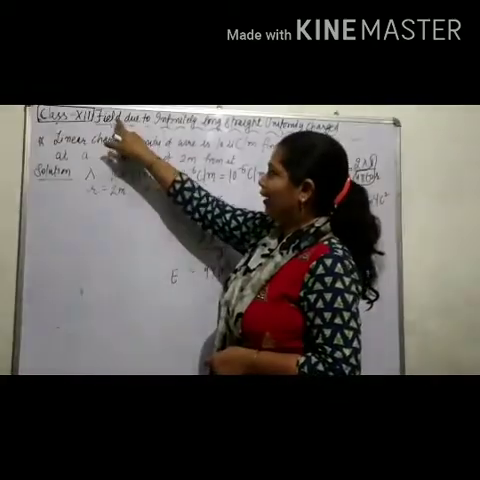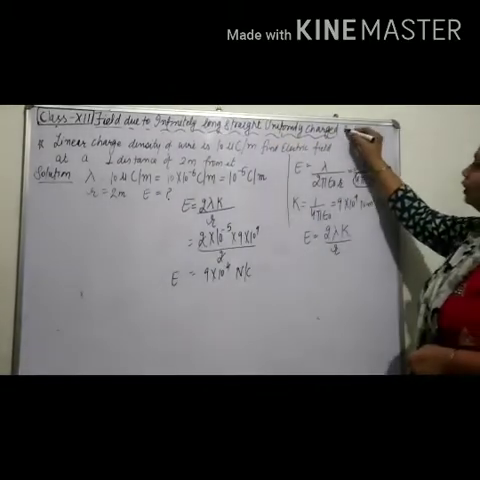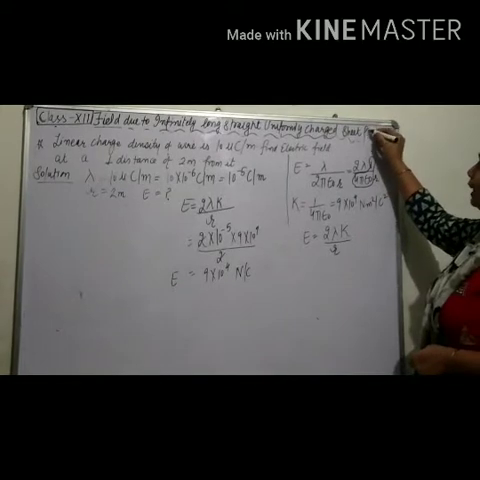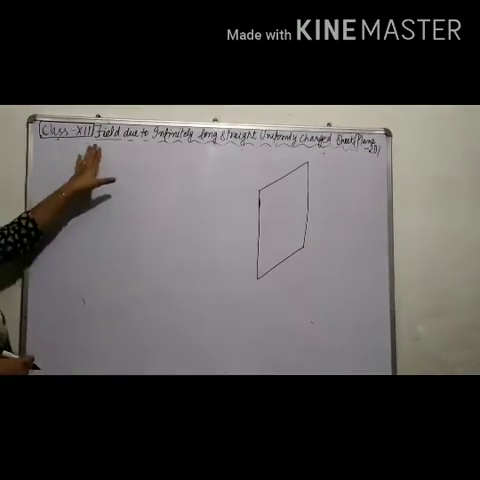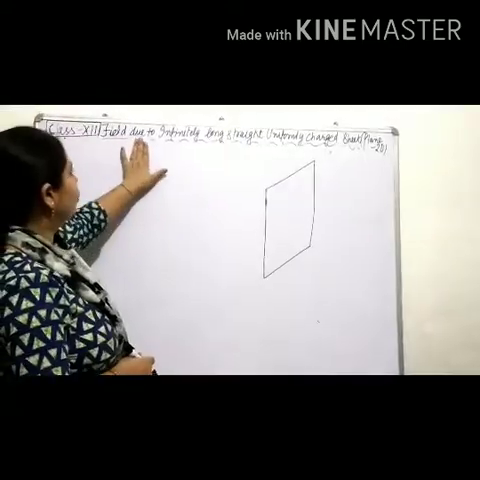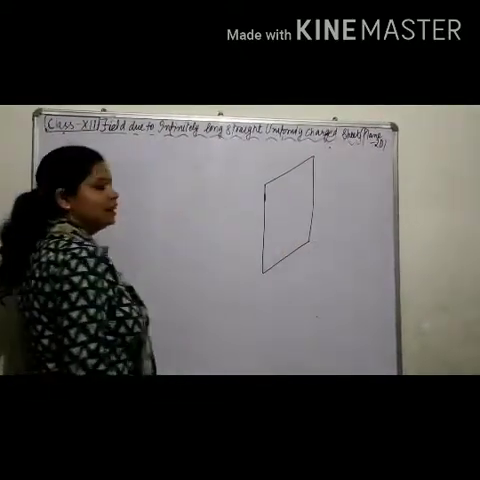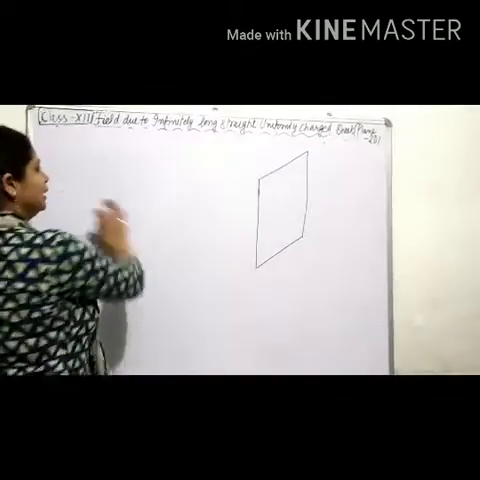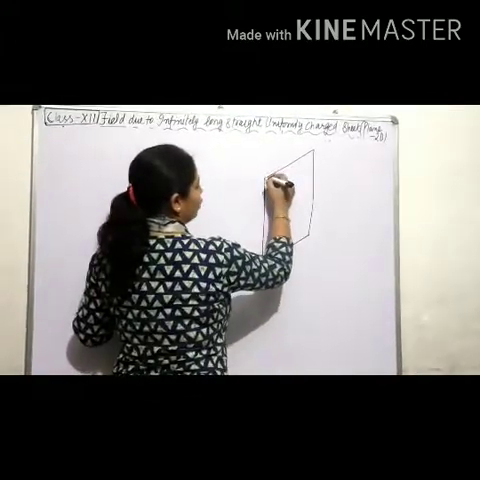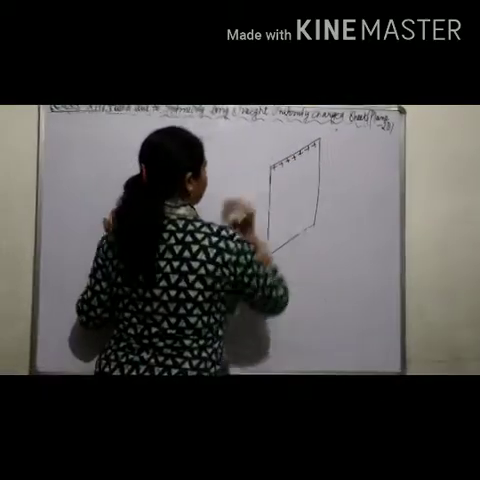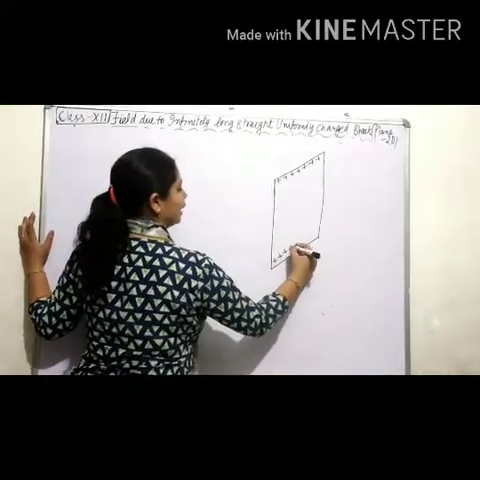We have to calculate electric field intensity due to an infinitely long, straight, uniformly charged sheet. Sheet means plane sheet. It means 2 dimension. Plane means 2 dimension, having some surface. We have this infinitely long, uniformly charged plane sheet where positive charge is distributed uniformly over its entire surface area.